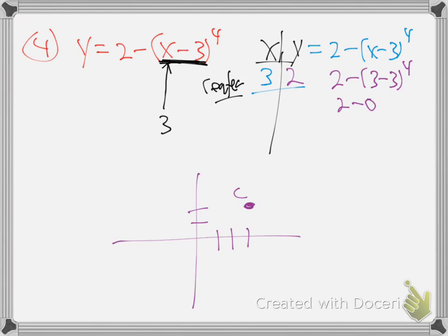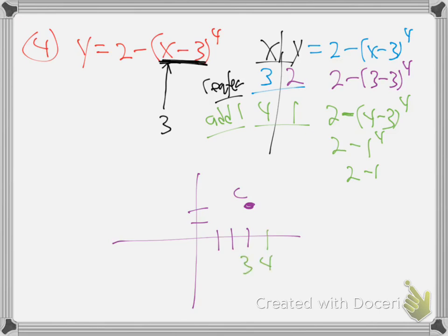Okay. Now, not only is that helpful, but the second point will be helpful. Find one more point. How do you find the other point? Add 1, right? Just add 1. Add 1, so that'd be 4. So plug in 4. And we'll get 2 minus 4 minus 3 to the 4th. That's 2 minus 1 to the 4th. 2 minus 1, 1. Good. So that's over 4. This is 4. This is 3. Up 1. So here's the other point.